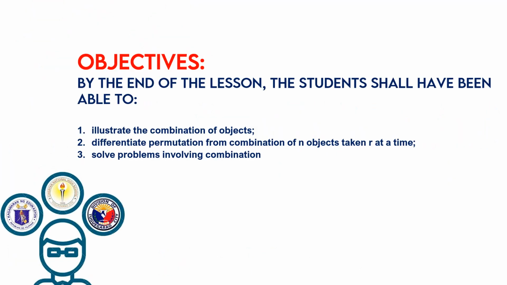Now, before we start, may I present to you the objectives of this lesson. By the end of the lesson, the students must be able to, number one, illustrate the combination of objects. Number two, differentiate permutation from combination of n objects taken r at a time. And number three, solve problems involving combination.